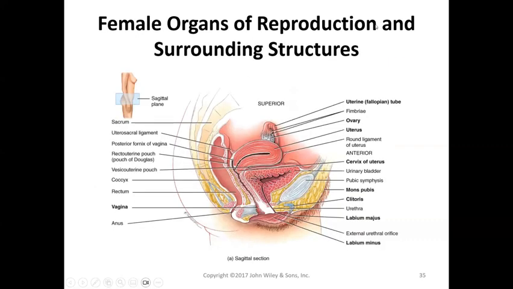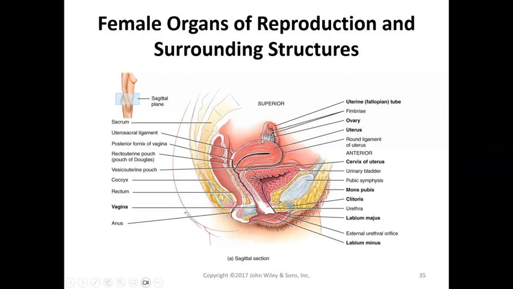Same thing with female organs of reproduction and surrounding structures. Please be aware of the uterus, lining of the uterus, the vaginal canal, the cervix, as well as the placement of the bladder below the uterus and the urethra exiting the bladder here. Understand the external anatomical structure, so the labia majora, minora, mons pubis, as well as the internal, so vaginal canal, vagina, bladder, uterus, rectum, etc.